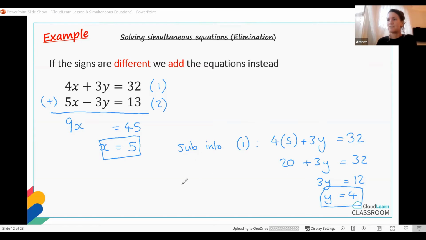So you can see there that really isn't any difference in that. It's just if the signs are different, we're going to add them. Okay.